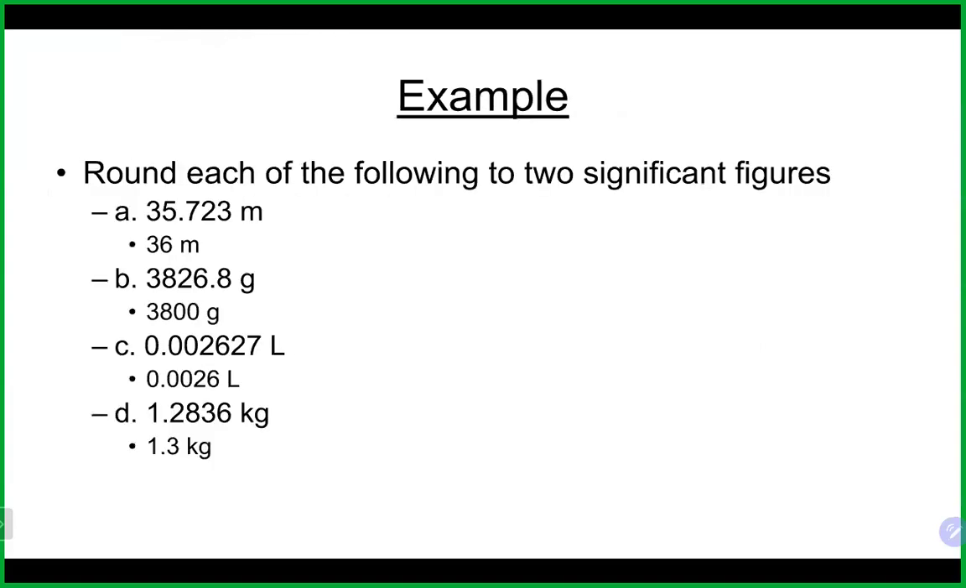All right, so here, if we take a look at this, we got two significant figures for each of these. So we're going to look at two significant figures, which would be here. We then would look at the 7, and again, in this case, we're going to round up because it is greater than 5, and that would take us to 36 meters in this case.